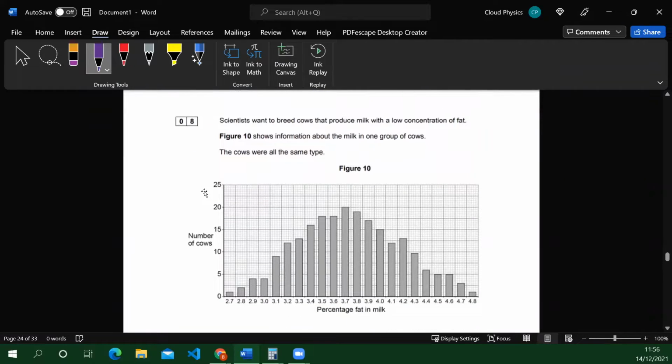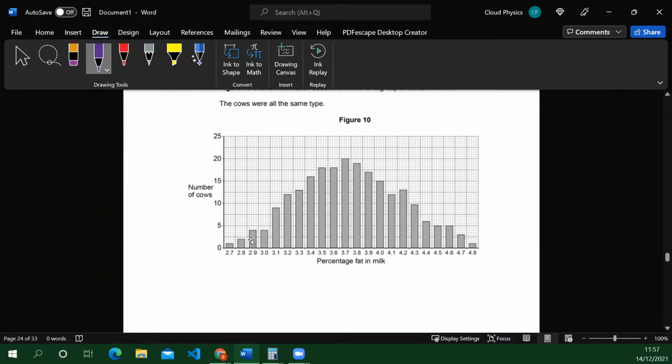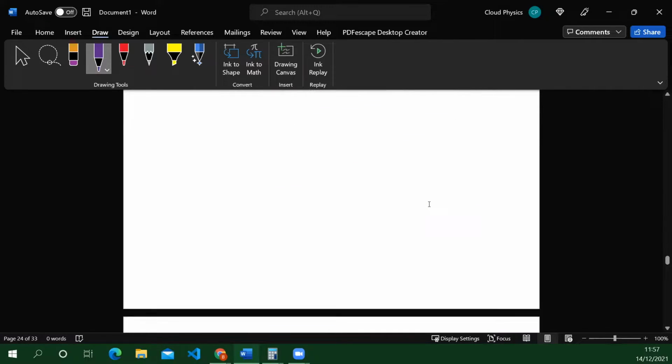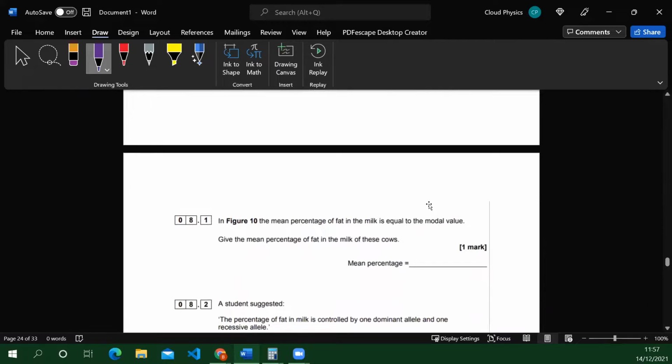The scientists want to breed cows that produce milk with low concentration of fat. Figure 10 shows information about the milk in one group of cows. The cows are all the same type. The number of cows, percentage of fat in milk. So kind of a normal distribution there. In figure 10, the mean percentage of fat in the milk is equal to the modal value.